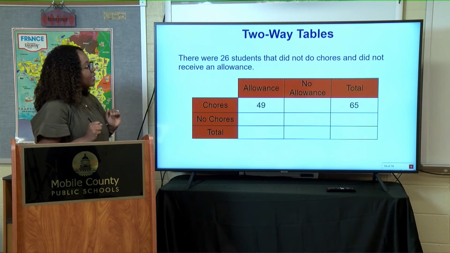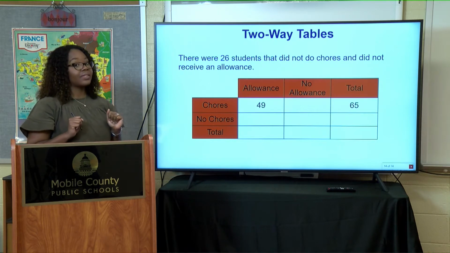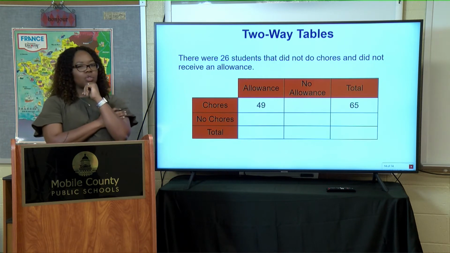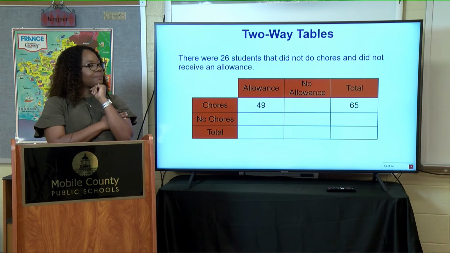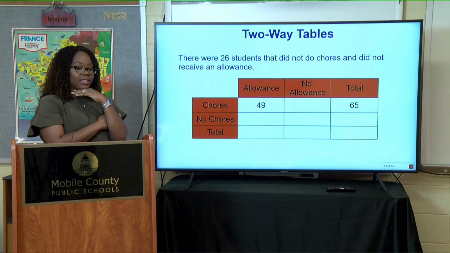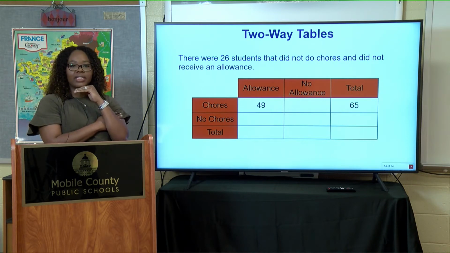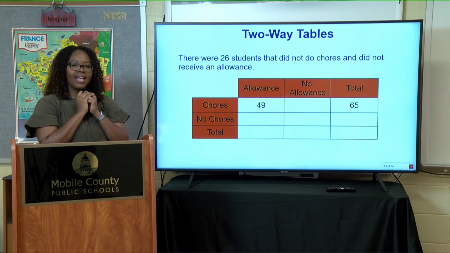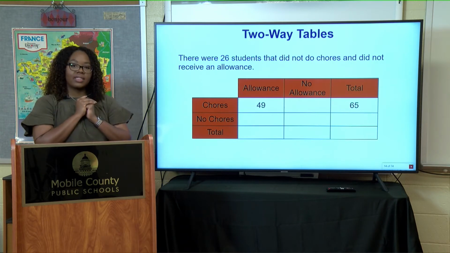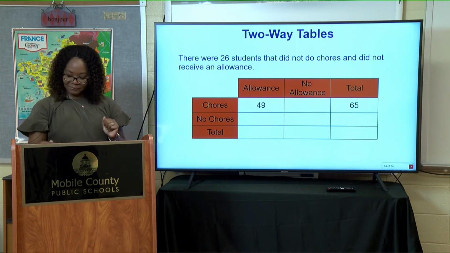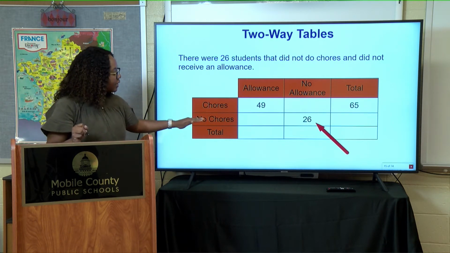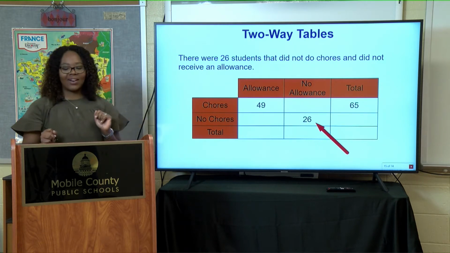There were 26 students that did not do chores and did not receive an allowance. So let's look at this. Will it be joint or will it be marginal frequency? Within the information, we have students that did not do chores and we have students that did not receive an allowance. So that's an intersection of our categories. Therefore, we're talking about a joint frequency. Can you see where we'll place the number 26 in our two-way table? Good. 26 will be in the cell that represents the intersection of no chores and no allowance.